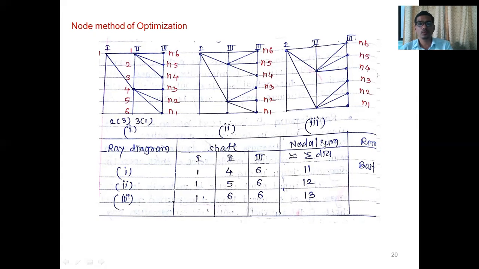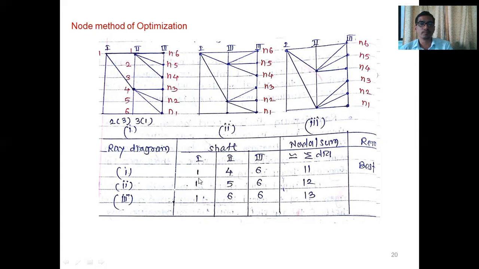Then here we have to take the sum of the nodes on the transmission shafts for each ray diagram. Then we have to write the remark of which one is the best. So we consider the first structural diagram, for which the node on the first transmission shaft is 1. So here we write 1. For the second shaft, the lowest node is 4. So we write 4. And for the third shaft, the lowest node is 6. So here we write 6.